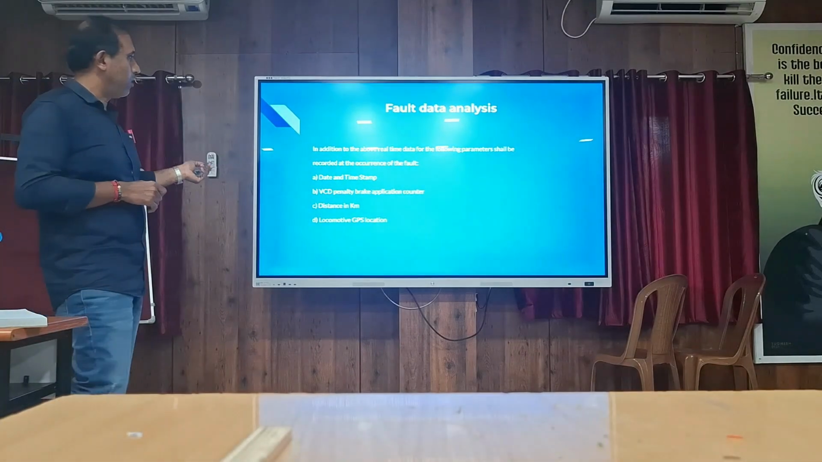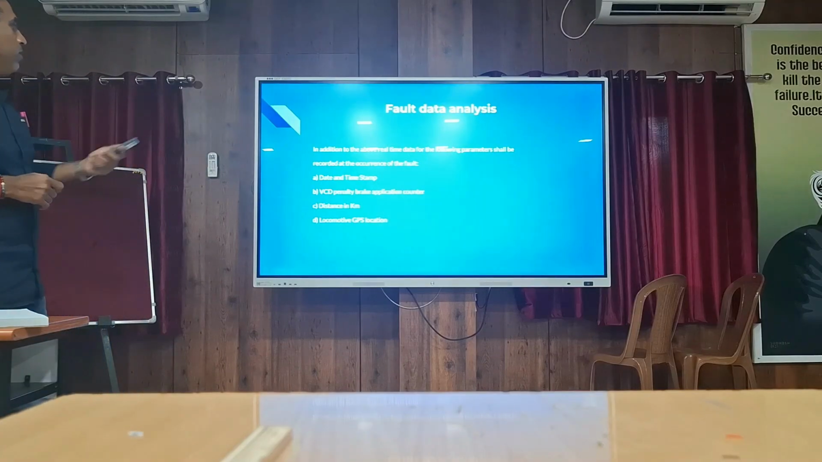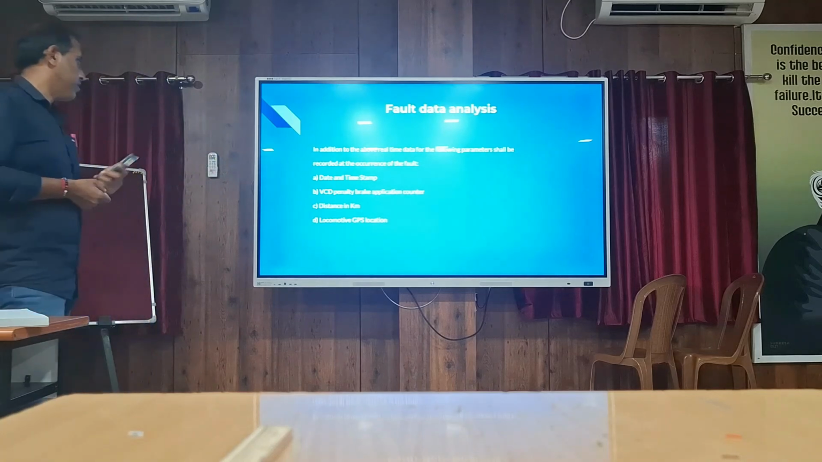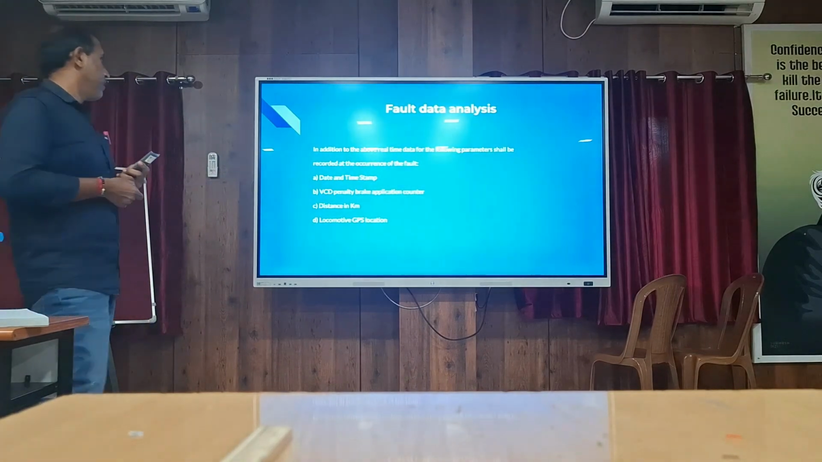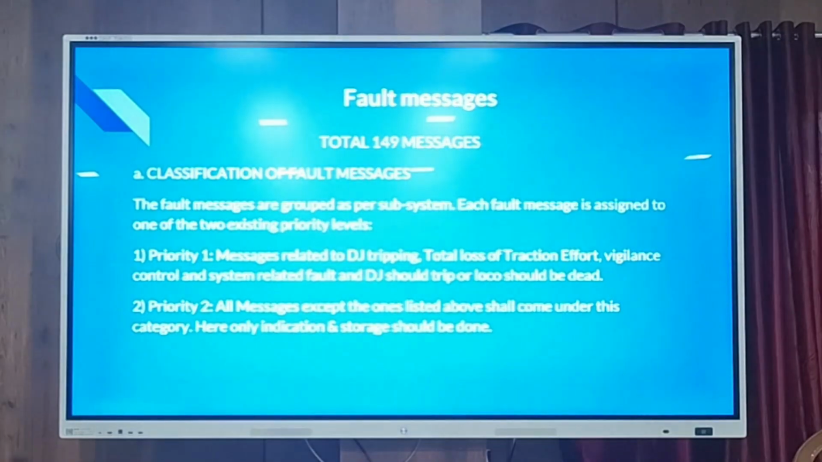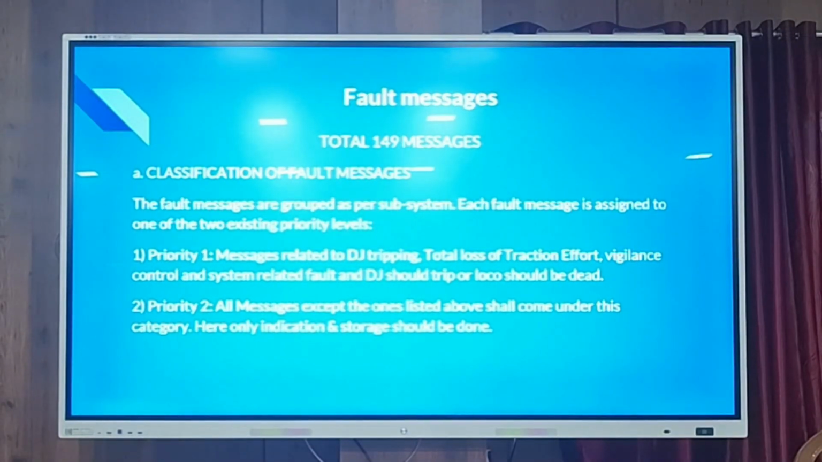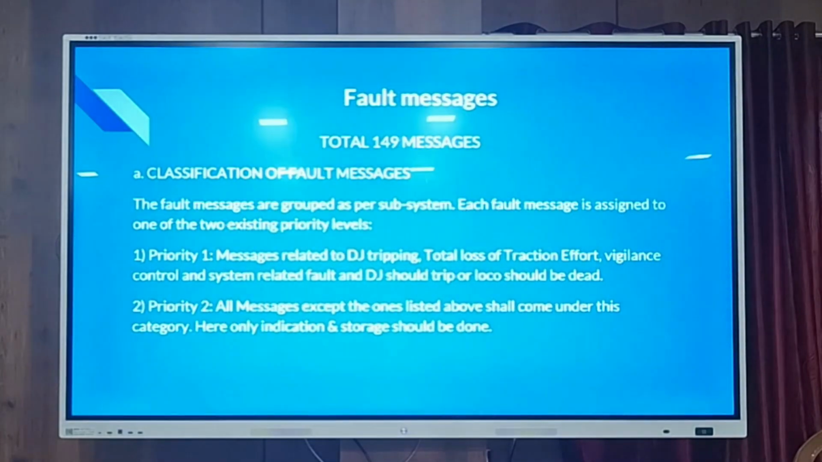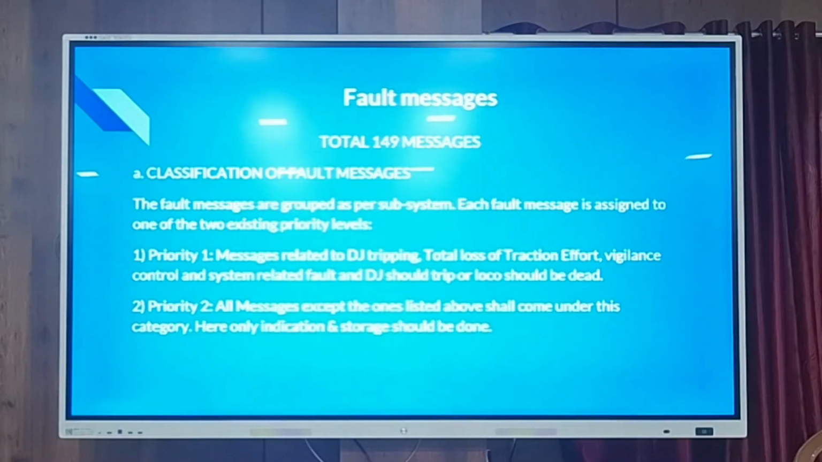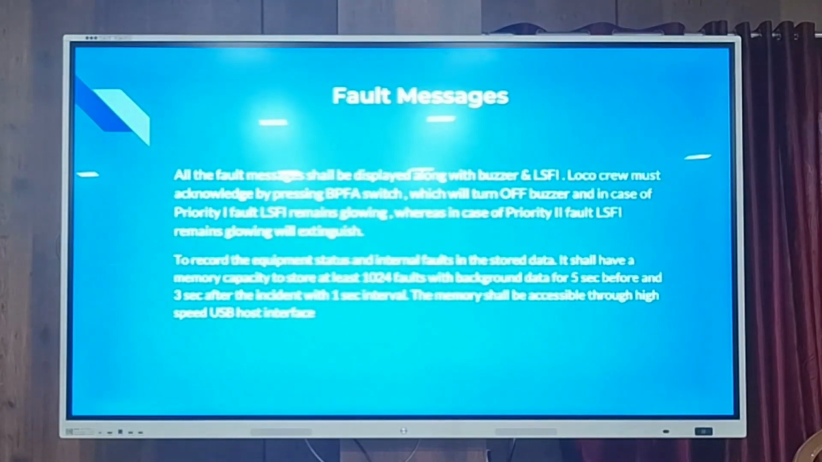In addition to these 24 parameters, the following are also required: date of occurrence and time, VCD penalty, VCD status, distance and locomotive GPS. Continuous message indication and storage will be there. This is for readability and fault chain troubleshooting, with priority on message diagnostics. These are the different parameters of a fault message.